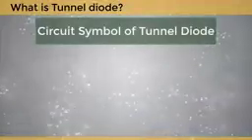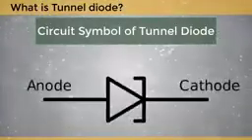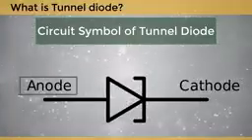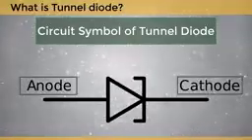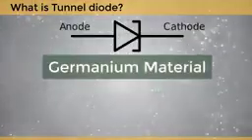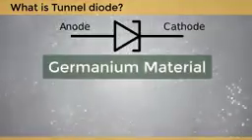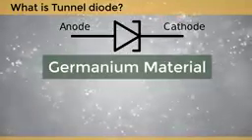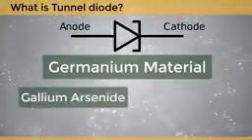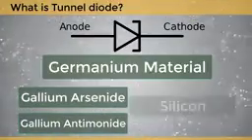The circuit symbol of tunnel diode is shown here. In tunnel diode, the p-type semiconductor acts as an anode and the n-type acts as a cathode. The germanium material is commonly used to make the tunnel diodes. They are also made from other types of materials such as gallium arsenide, gallium antimonide, and silicon.